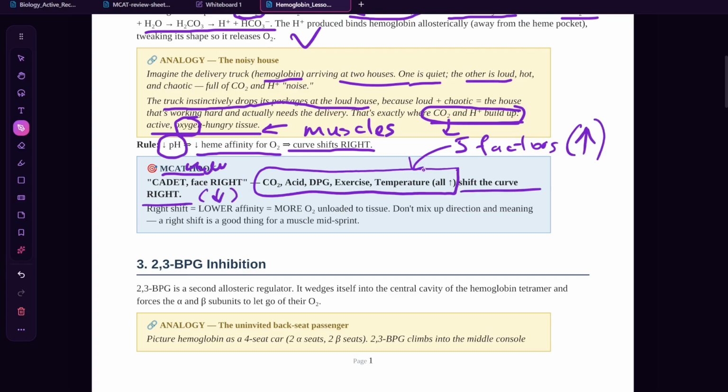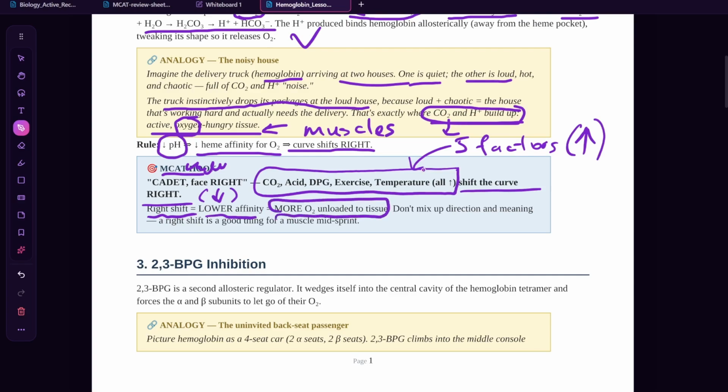Now the right shift, or lowered heme affinity for oxygen, means the heme will basically want to give out its oxygen or release it, right? So it has a low grip strength, as we said before. And now the right shift equals lower affinity, so more O2 is unloaded onto tissue.